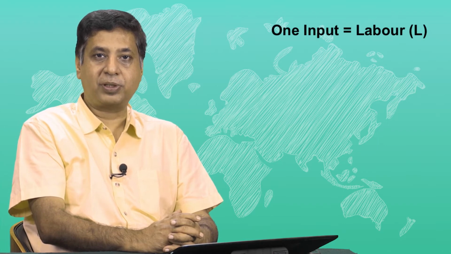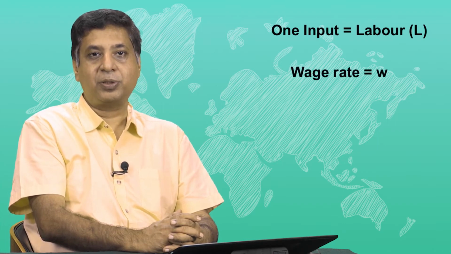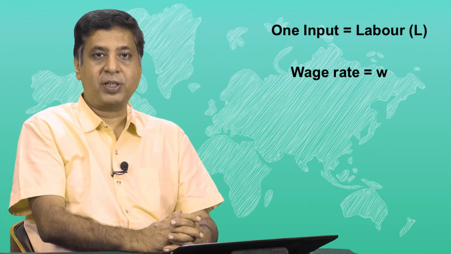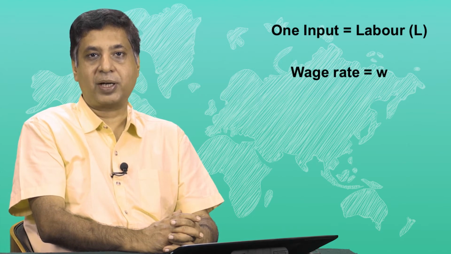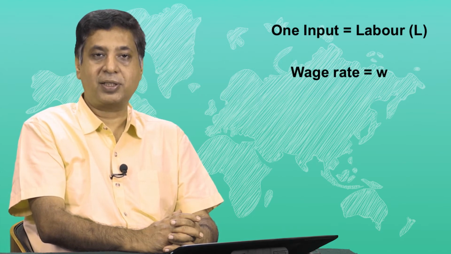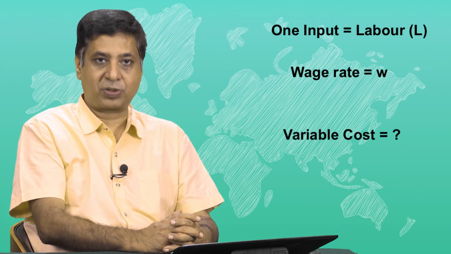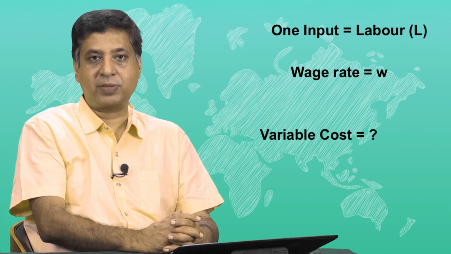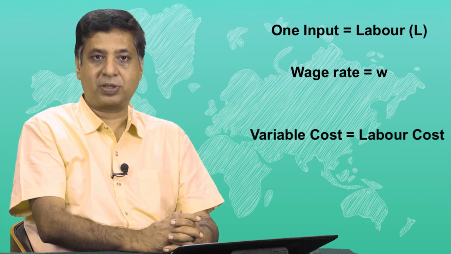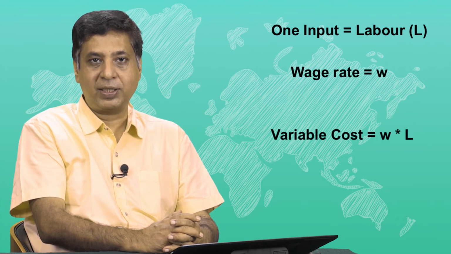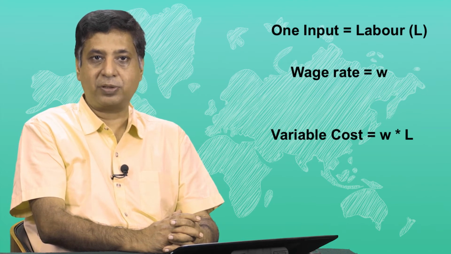Think about a very simple situation like we discussed earlier. Suppose there is only one input, labor, and the wage rate is given, W. So, as a firm, you can go out to the market and buy as much labor as you like at this particular price W. So, then what is your variable cost? Your variable cost is simply the labor cost. How much is it? Well, it's the amount of labor that you buy times the wage rate, W into L.